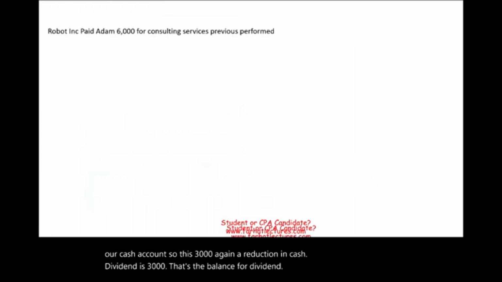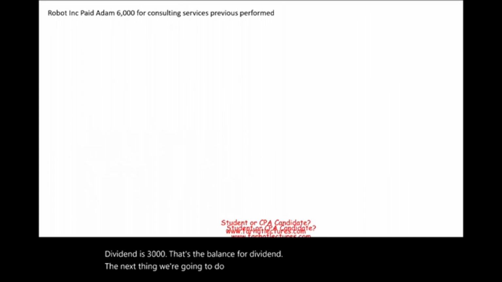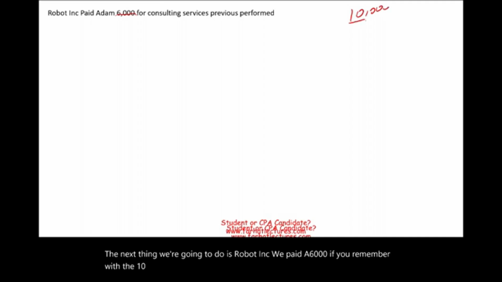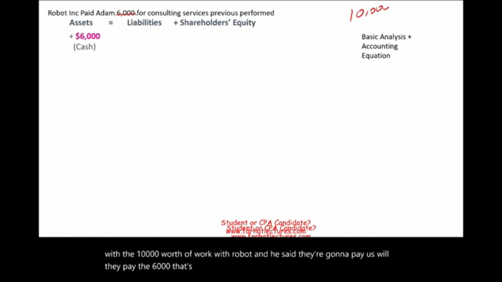The next thing we're going to do is Robot Inc. They paid us $6,000. If you remember, we did $10,000 worth of work with Robot, and they said they're going to pay us. Well, they paid us $6,000. That's good. Cash will go up by $6,000, and account receivable will go down.